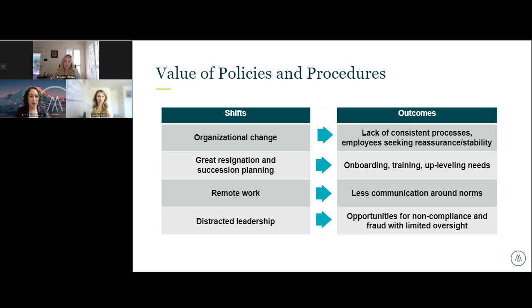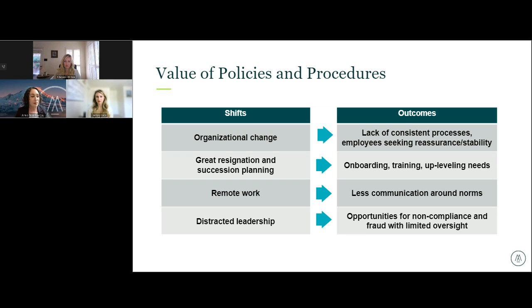And what that can produce is just a lack of consistent internal processes. It's really easy to lose that consistency when there's a lot of change going on. And that's coupled with the fact that when there are a lot of shifts happening, employees are often looking for some level of stability, for some level of reassurance, especially when there are many things outside of their control. What are some of the things that are inside their control? Policies and procedures can really help set that consistent process and standard for people.